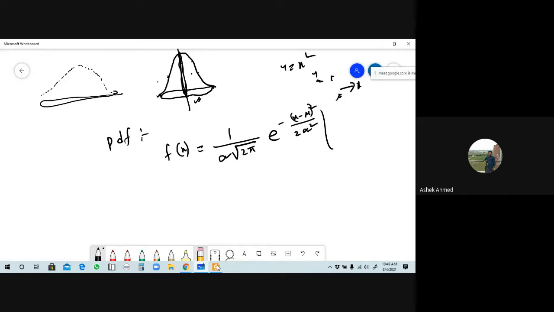What does this say? x minus mu whole square by 2 sigma square. Okay. This function will be called the PDF of the normal distribution. But you do not need to remind or memorize this function. We will provide this function in the question. Okay, in the question we will provide it here.